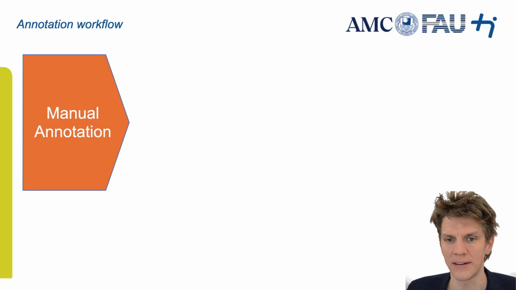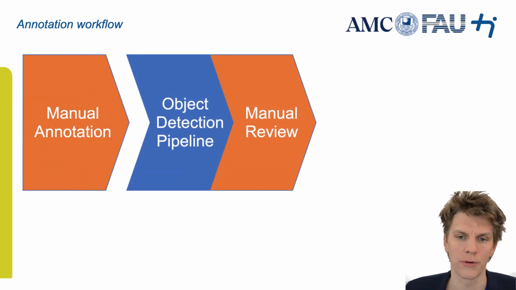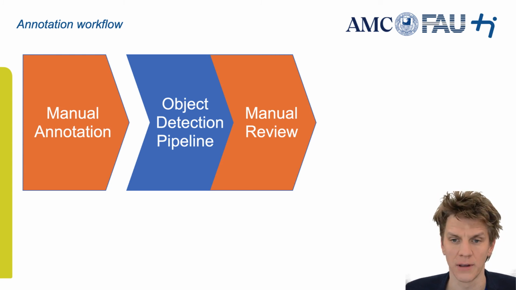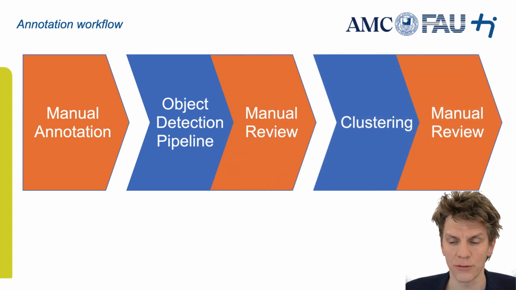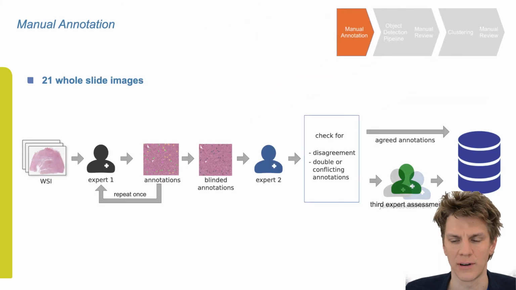Second, we trained the network in a cross-validation manner in order to look for cells that were not yet detected by the first expert. Following that, we also had a manual review of the candidates found by the model. And lastly, we used a clustering approach in order to find possibly double false detected or double false classified cells, which we then also had a manual review of afterwards.